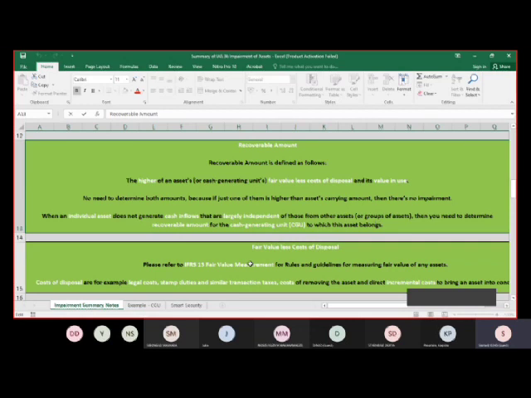So that's why they say for that individual asset, you must look for the other group of assets that are generating cash flows that are independent. Then you'll add that asset, then you impair the whole cash generating unit.